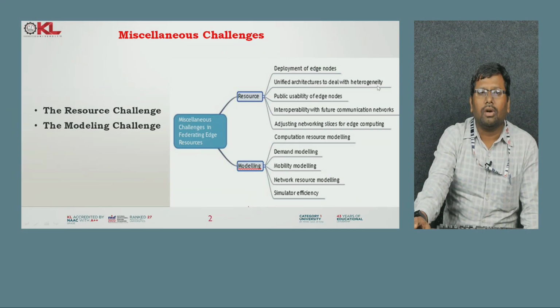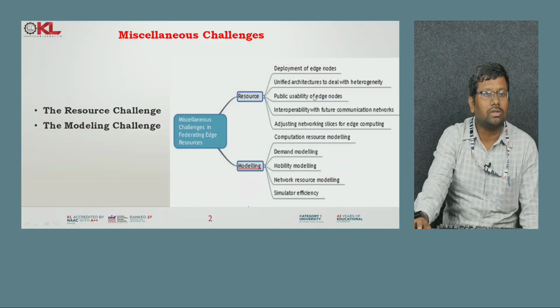So that means the services provided by these devices should be carried out at a high quality. It is not like it delivers good services only for a few people, and when the load is more, it delivers without quality. It should not be like that. So for public usability of the edge nodes, the particular areas where more public or more end users are utilizing the services of edge computing should be identified. That is also a big challenge.